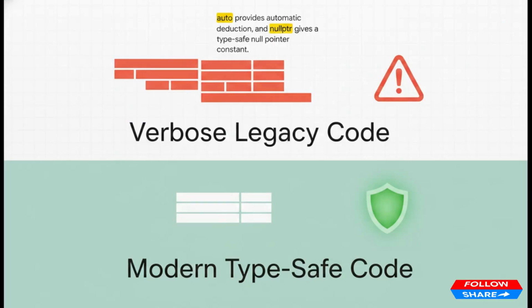Starting back with C++11, we were introduced to the auto keyword and nullptr. With auto providing automatic type deduction, we instantly reduce massive amounts of boilerplate code. And nullptr? That gives us a type-safe null pointer constant, which fundamentally eliminates those dangerous, undefined pointer errors that had plagued developers for literally decades.